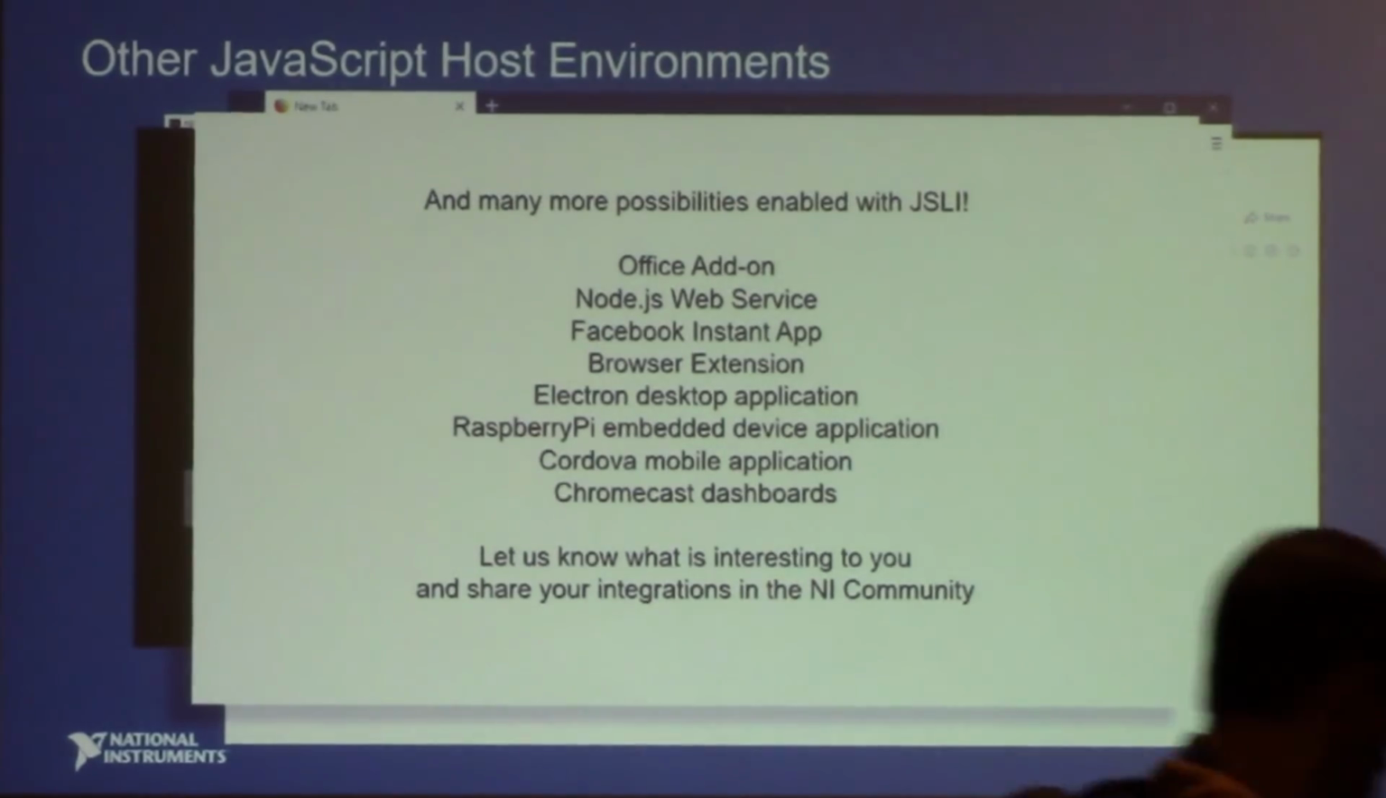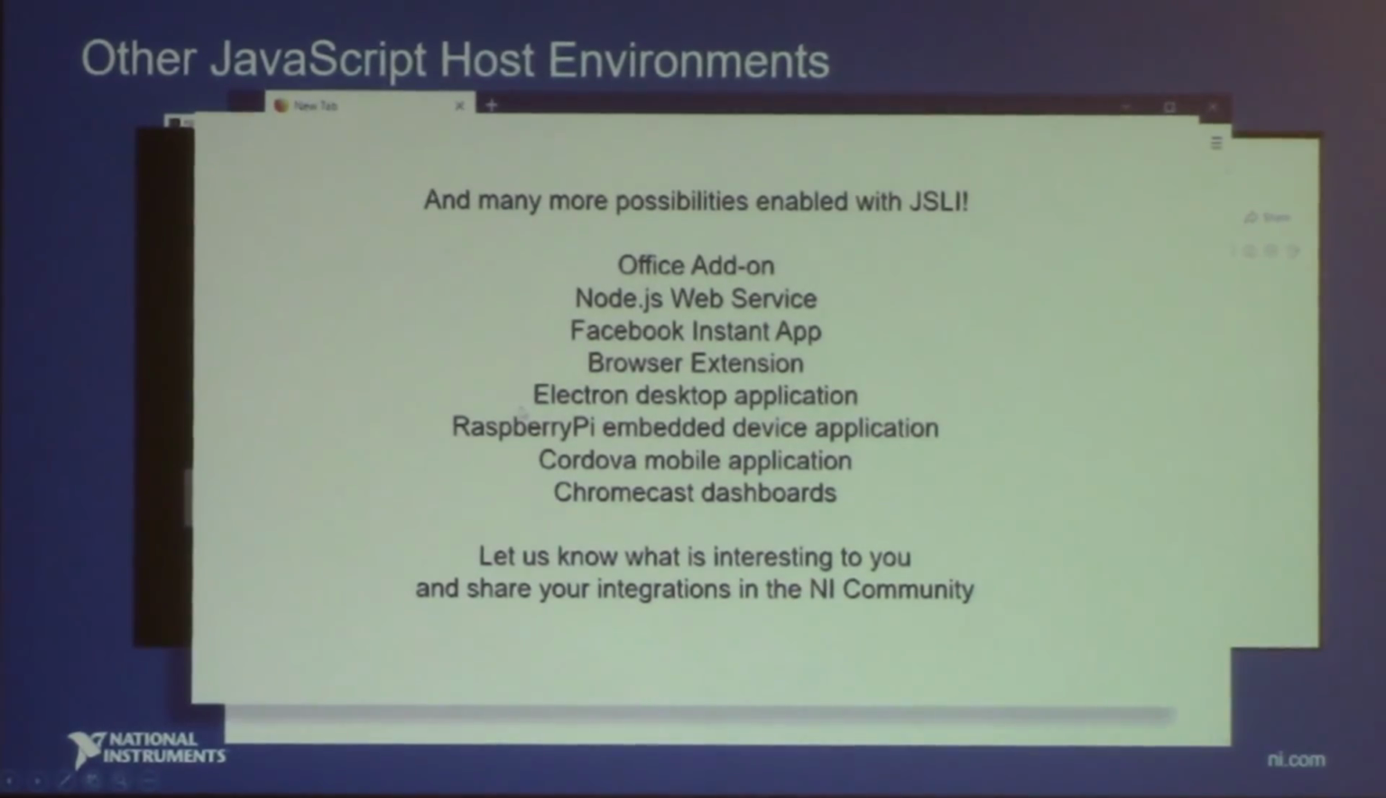But you could do a Cordova app. That is making a native app that has an HTML UI, and you can call into the low-level JavaScript APIs for a mobile device, and Chromecast dashboards. This is just a small list that I was able to come up with and things we played with. But that's kind of the power of JSLI. It's not just talking to the JavaScript browser environment, but to whatever host context you're putting a WebVI into.